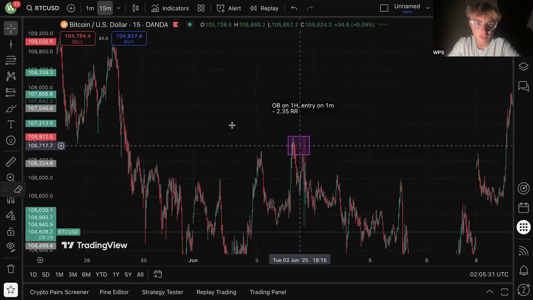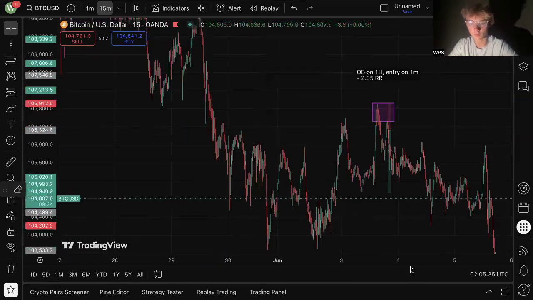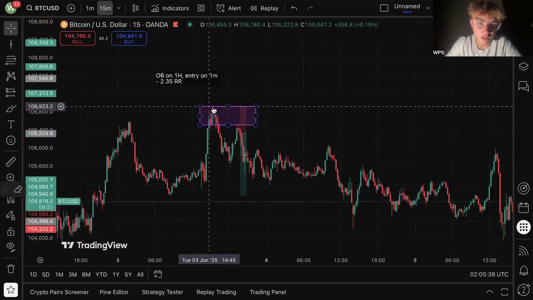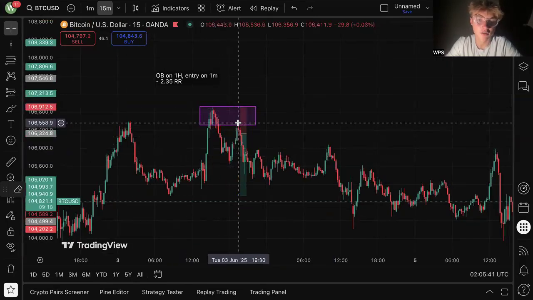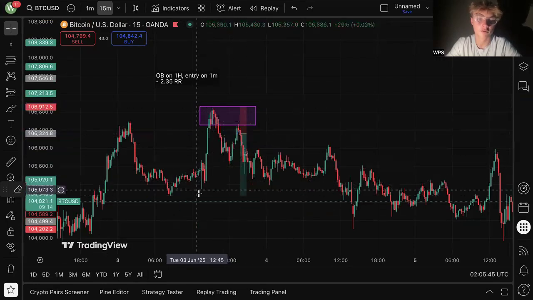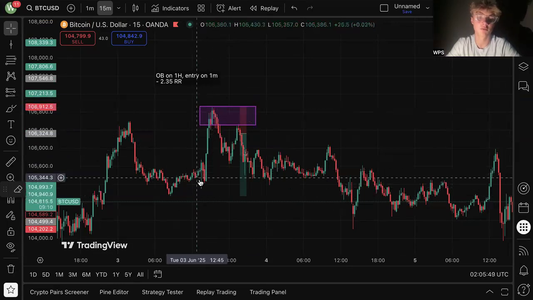Sorry, I believe we're here. We were just at the rug pull. So right here, this is the last candle up. Price retraces into this zone as soon as it breaks structure to the downside. 1 to 2.35 RR trade with stop loss up here, take profit below here.